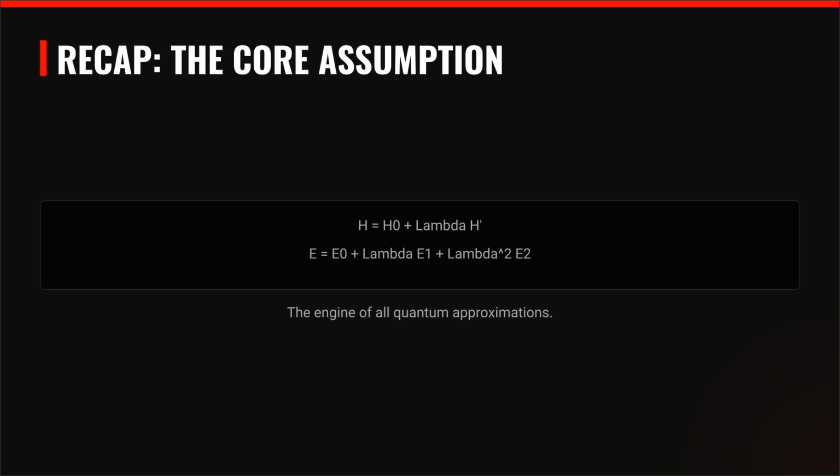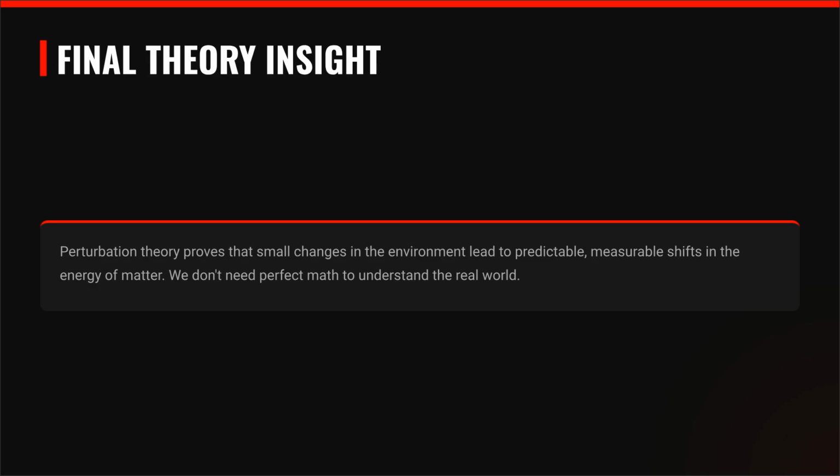The total Hamiltonian is split, and the total energy is expanded as a power series in the perturbation strength. Perturbation theory shows that small changes in the environment lead to predictable, measurable shifts in matter's energy. We do not need perfect math to understand the complexities of the real world.